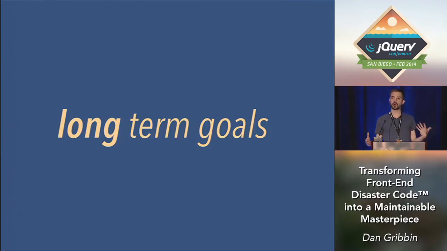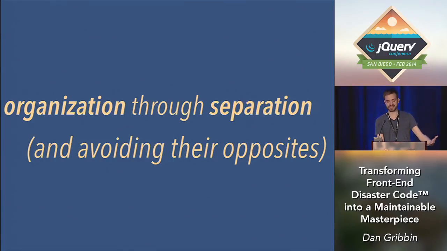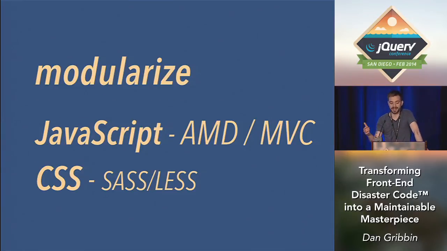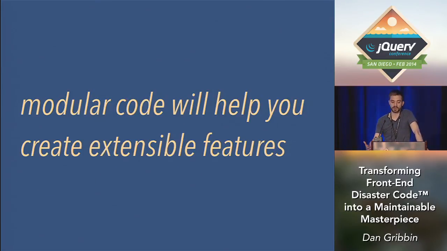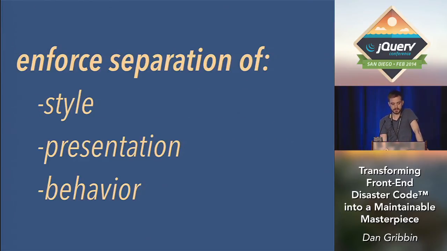And as your team gets bigger and your code base grows, these processes become even more and more critical. Organization through separation becomes even more of a big deal. And making sure your code is in a state where you can have the entire team working on it with minimal conflict, right, is a really difficult thing to do. Fortunately, there are things you can do to help yourself out. And as I've talked about, modularization is kind of key to this whole process. Breaking things up into separated and related components, modular code really helps you create extensible features. Enforcing separation of style, presentation, and behavior is also another really big one for maintainability.